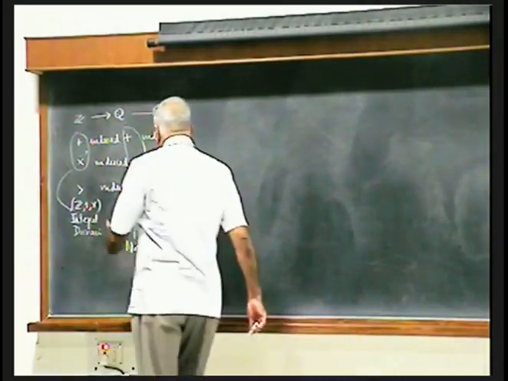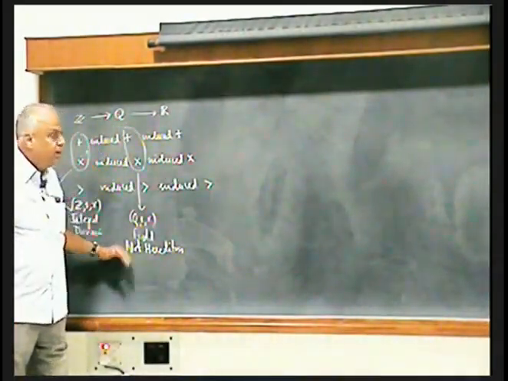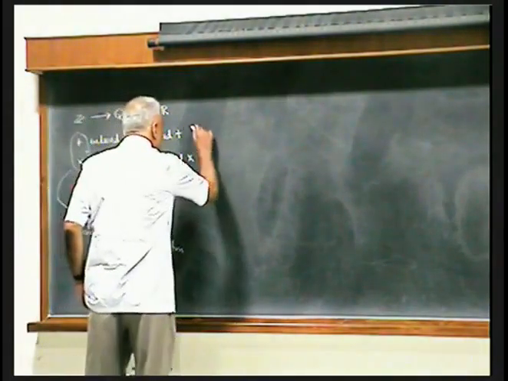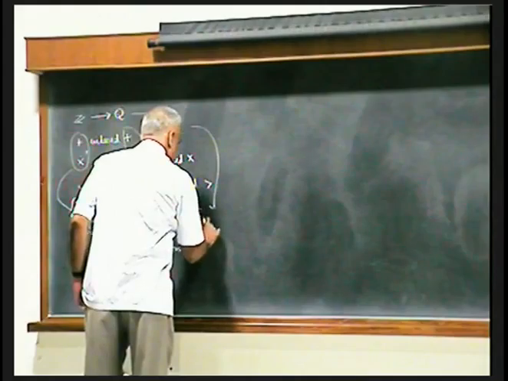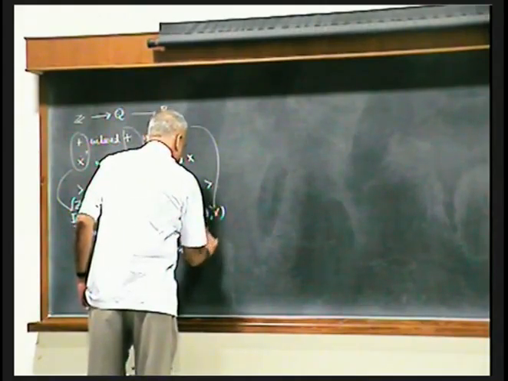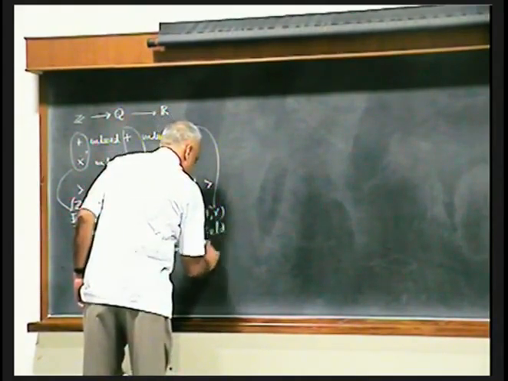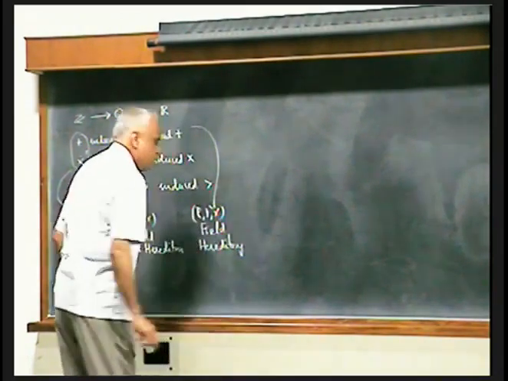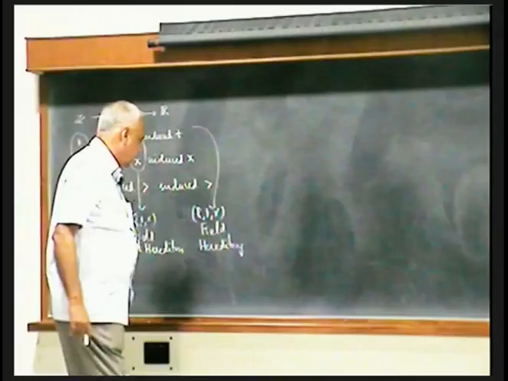Okay. But now when Q became a field, R becoming a field was only hereditary. Okay, so this R with plus and multiplication is a field and that is hereditary.